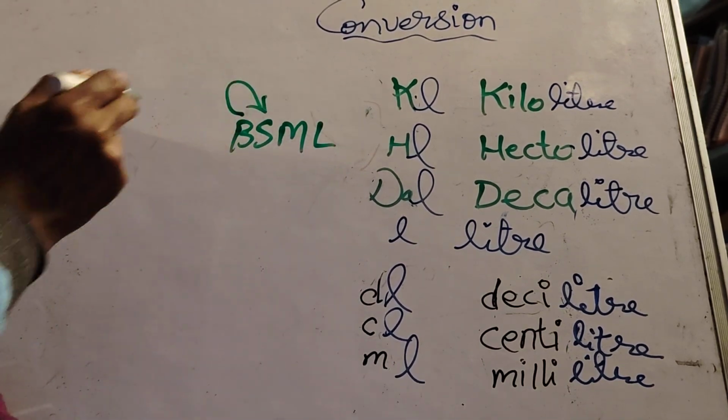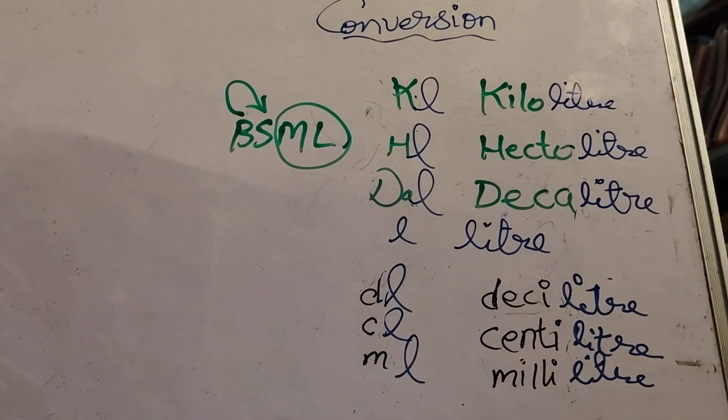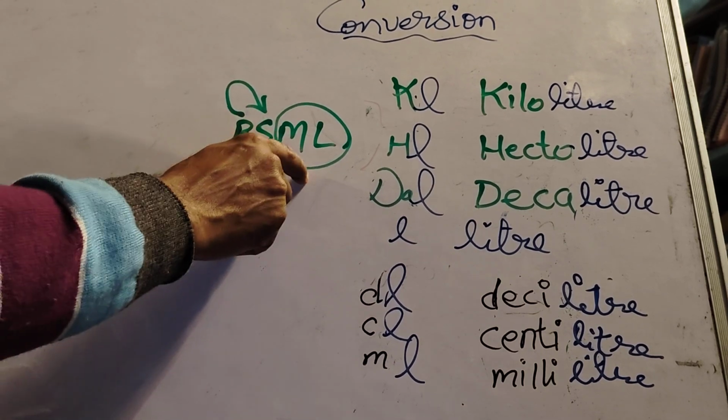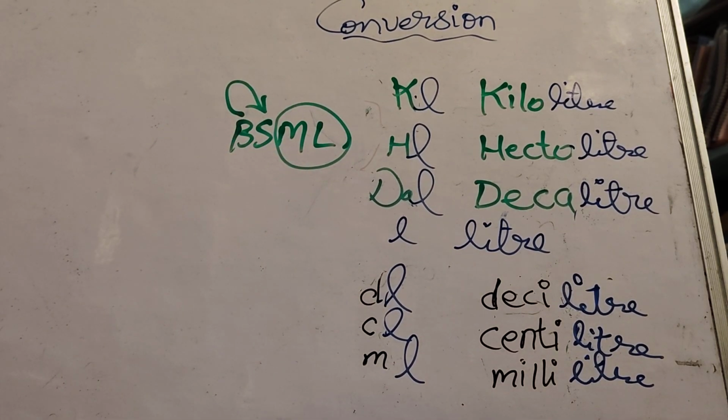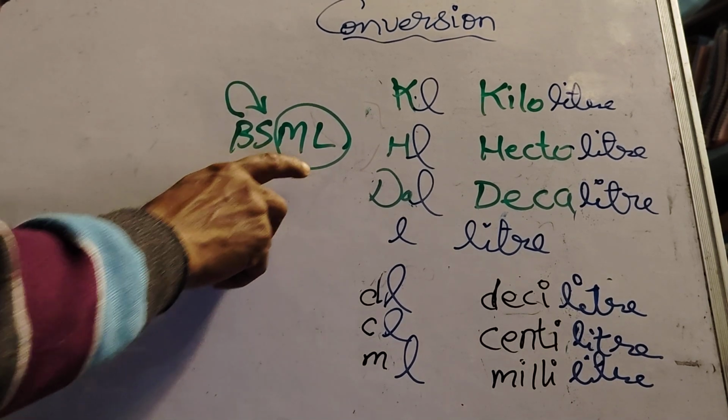So bigger to smaller, we multiply. In conversion, bigger to smaller, we use multiply. So first, in any conversion type problem, we check: is it bigger or smaller? Are we converting from bigger to smaller or smaller to bigger? That we have to identify first. In bigger to smaller, we use multiply.